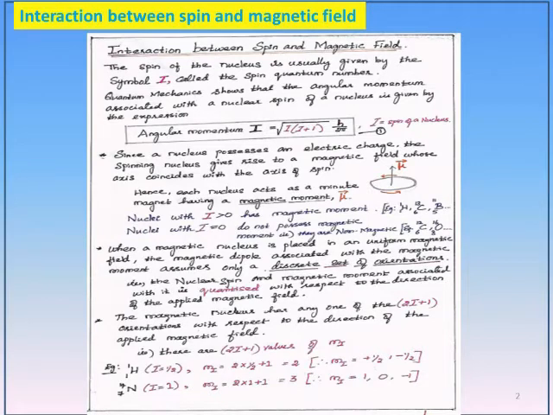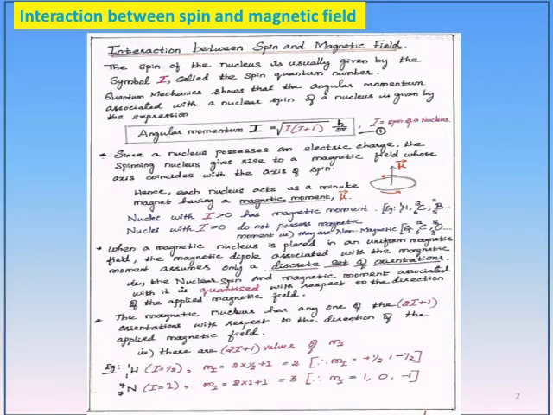Since the nucleus possesses an electric charge, the spinning nucleus gives rise to a magnetic field whose axis coincides with the axis of the spin. So each nucleus acts as a minute magnet having a magnetic moment mu. We know the selection rule: nuclei with I greater than 0 have a magnetic moment, and nuclei with I equal to 0 do not possess a magnetic moment and are said to be non-magnetic.